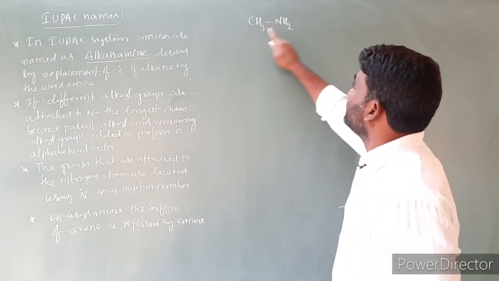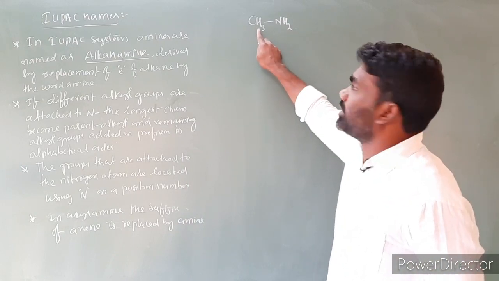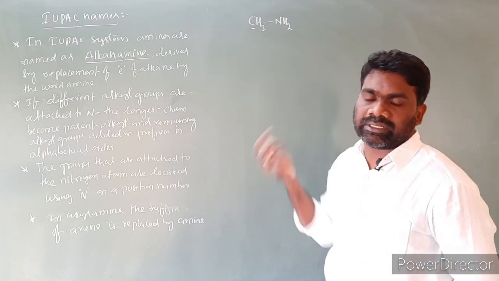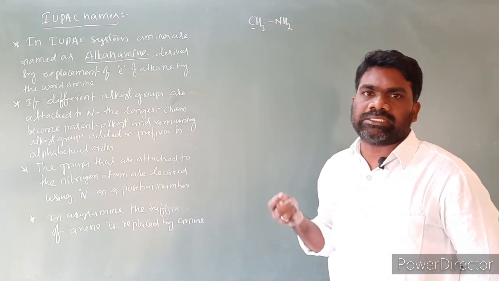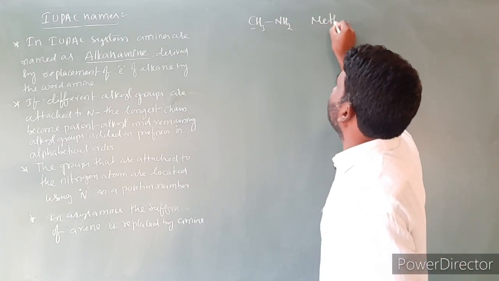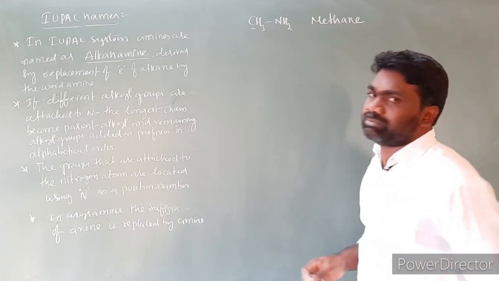This meaning is how many number of carbons is there? We have to check how many carbons. Only one carbon is there. One carbon in the sense hydrocarbon name is, one is methane, two is ethane, three is propane, butane, and so on. Only one carbon, so we have to write it as methane.